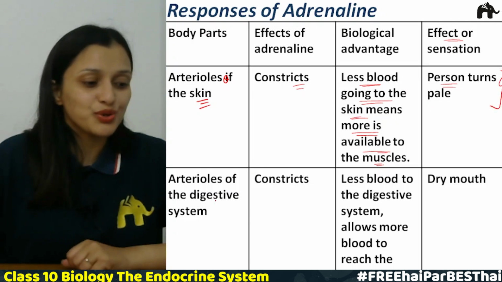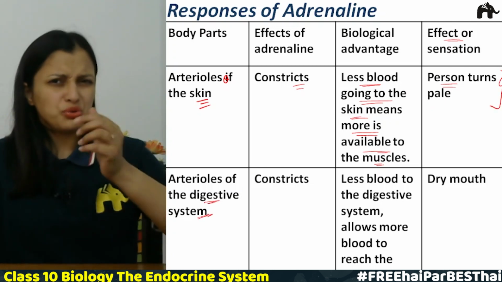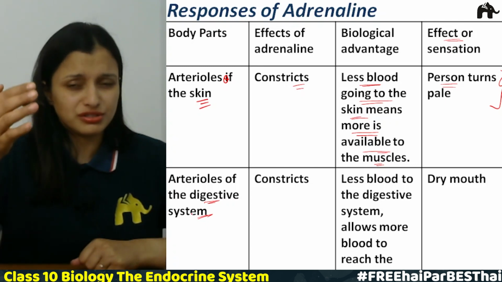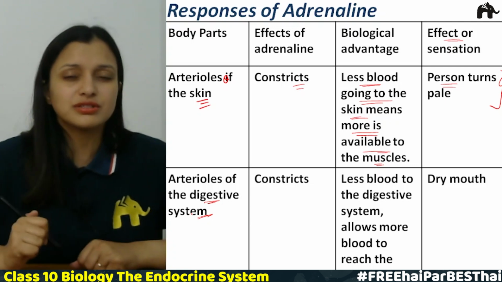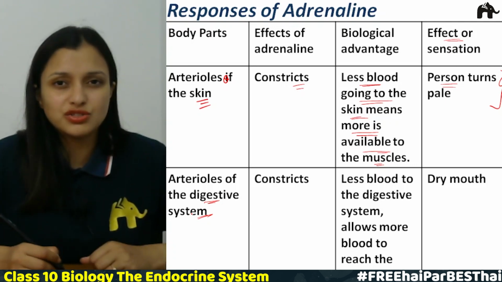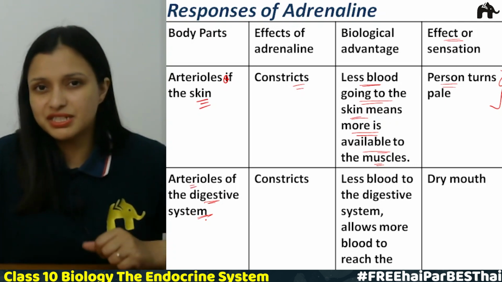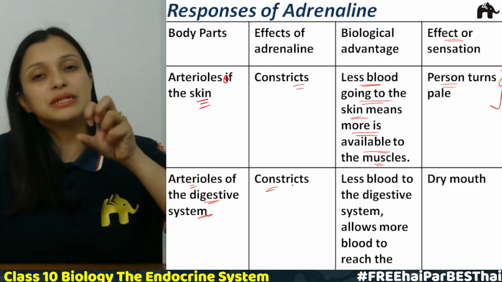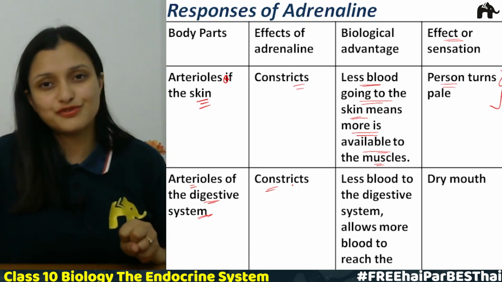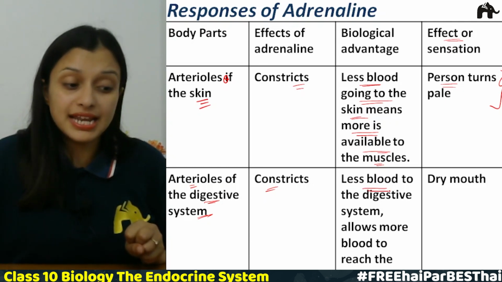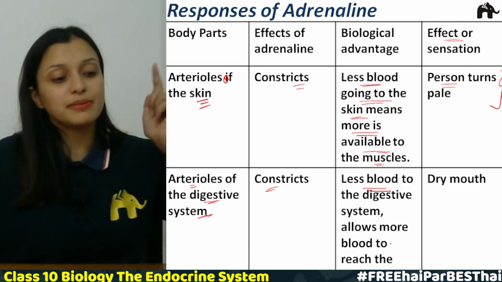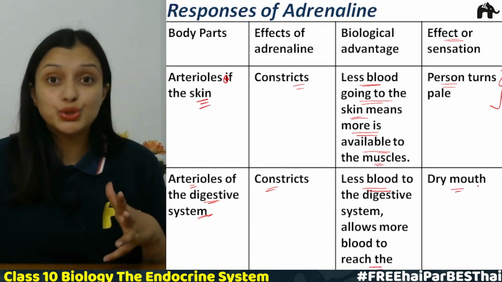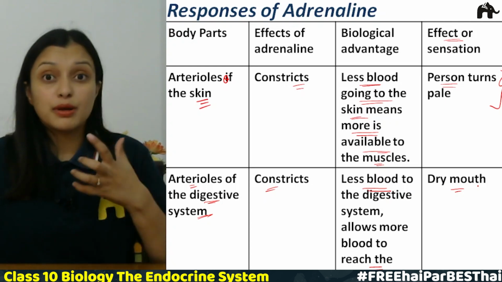The next is arterioles of the digestive system. So do you think that in the situation when there is a snake in front of you, your digestive system needs more oxygen, or the arterioles of that system need more oxygen? No. In that case, the arterioles of the digestive system constrict, and less blood goes into the digestive system and more is given to the muscles. And what will happen? Due to which you will feel a dry mouth.